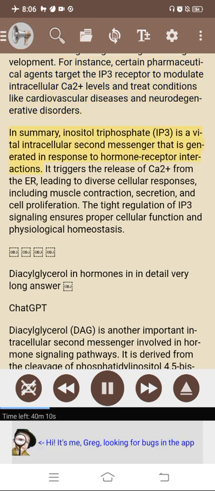and neurodegenerative disorders. In summary, inositol triphosphate IP3 is a vital intracellular second messenger that is generated in response to hormone receptor interactions. It triggers the release of Ca2+ from the ER, leading to diverse cellular responses, including muscle contraction, secretion, and cell proliferation. The tight regulation of IP3 signaling ensures proper cellular function and physiological homeostasis.